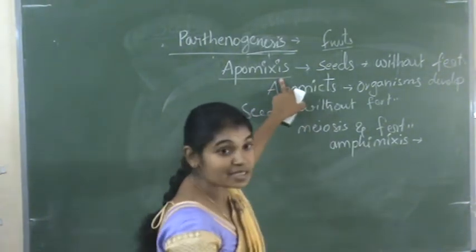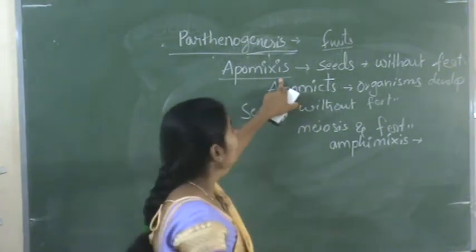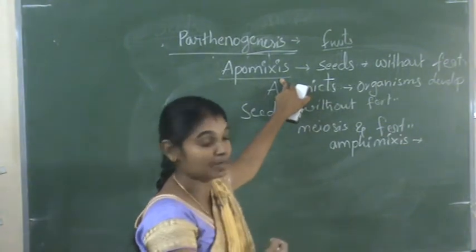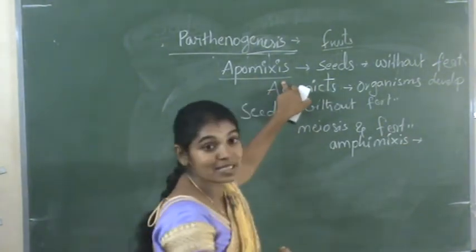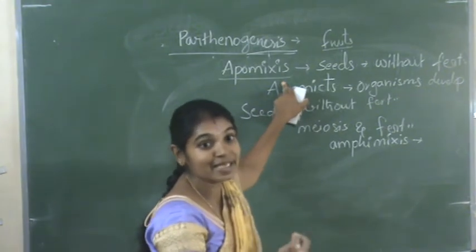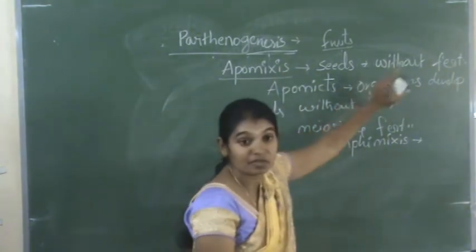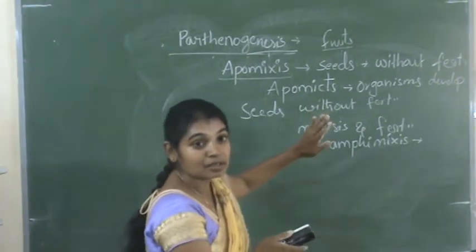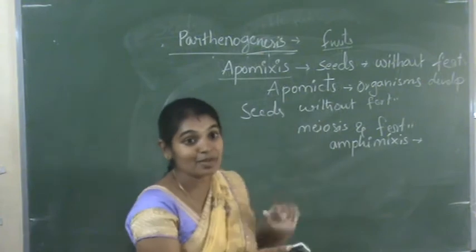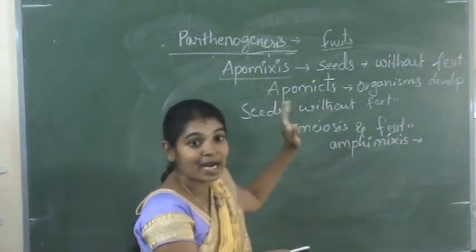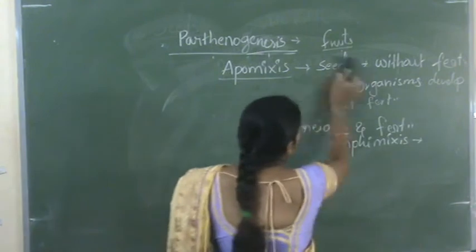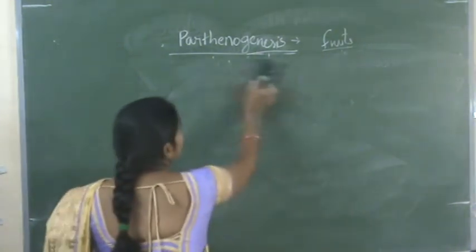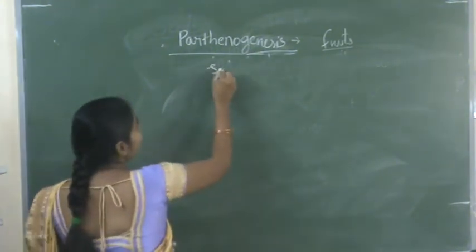But in apomixis, apo means absent, and mixis refers to meiosis, which means the formation of gametes. So apomixis is the process by which the seeds are developed without fertilization. When we see the similarities and dissimilarities between apomixis and parthenocarpy, we can easily understand what the processes are. So here first we will see the similarities.